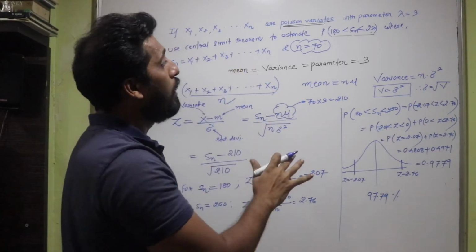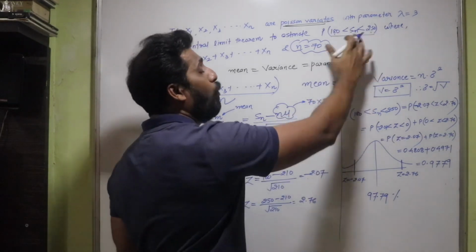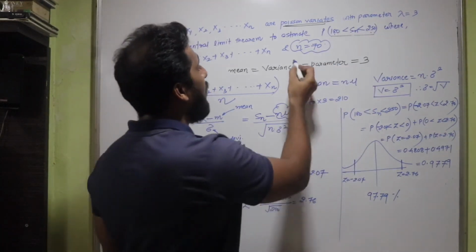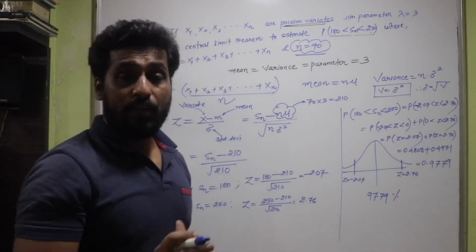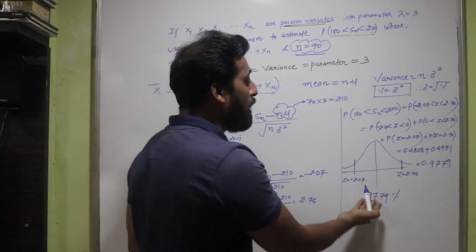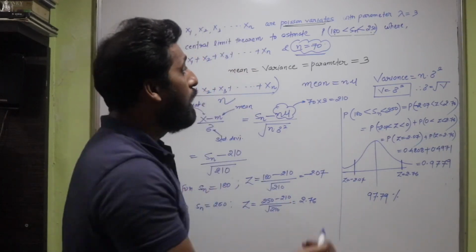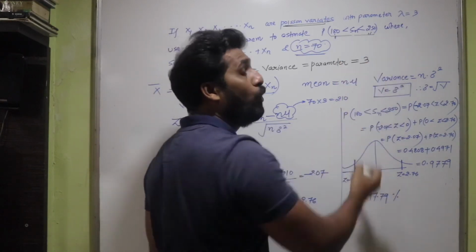So the question was what? That Sn has to lie between 180 to 250 for the given sample size of 70. So in the given sample size of 70, there is a chance of 97.79% that the value lies between 180 to 250.